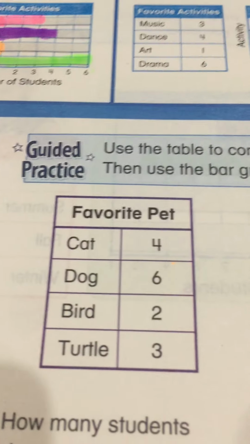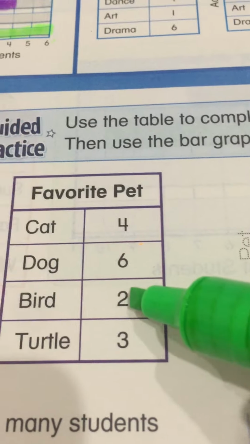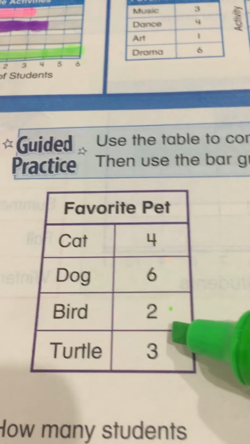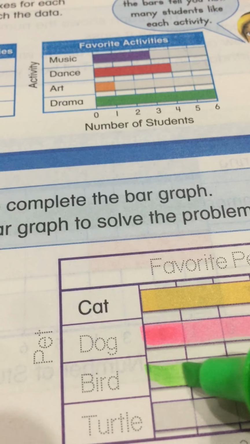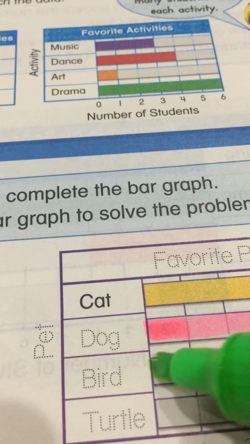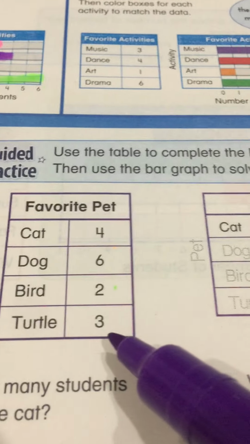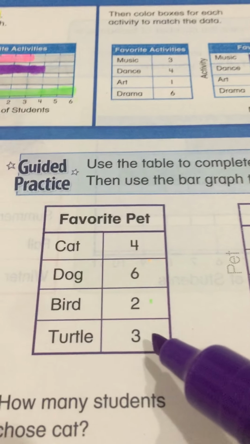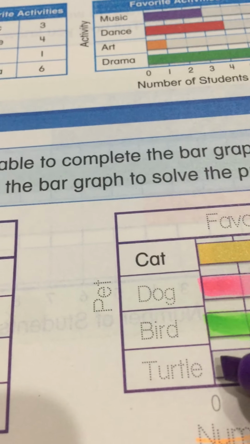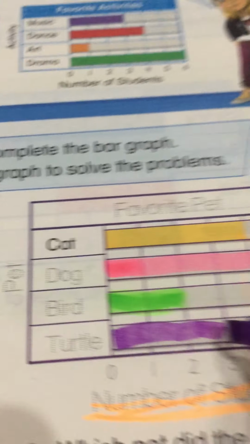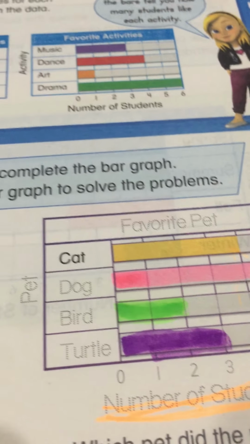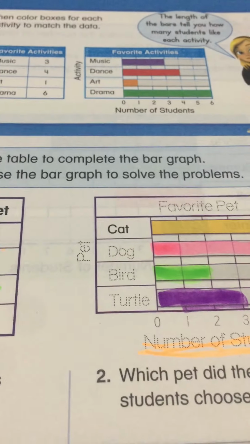And then I have bird. How many students like birds? I see only 2 students like birds. So we will draw from 0 up to 2 because there are 2 students who like birds. Now we have the last one, which is turtle. How many students like or love turtles? I have only 3. So we will draw from 0 up to 3. So this is what the bar graph looks like.